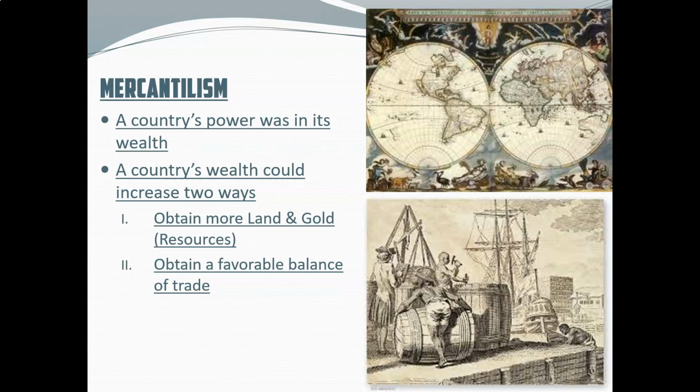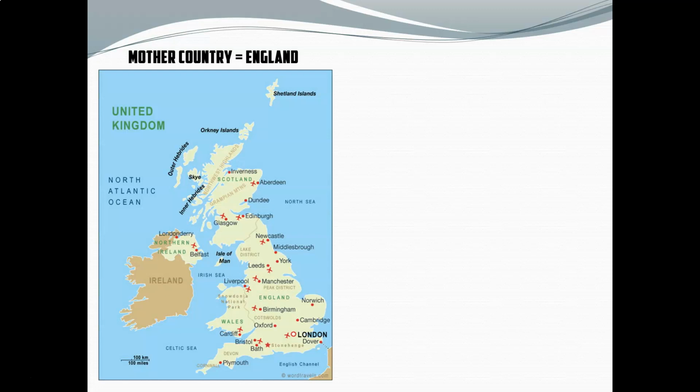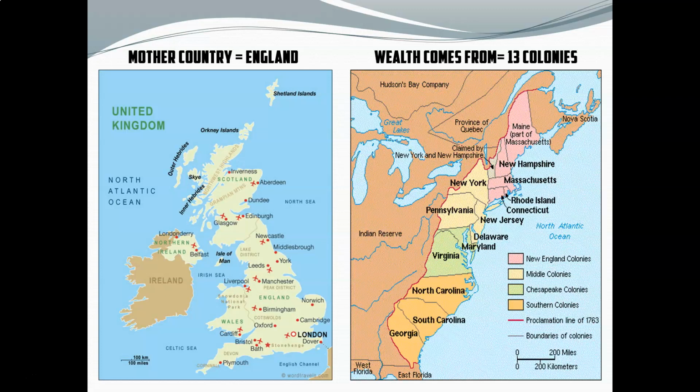If you're exporting things, it means that you have goods, you're manufacturing goods, and you're sending those things on their way. If you're importing those goods, it means that you're relying on another country or relying on someone else to keep your country functioning. Now, the mother country, as part of mercantilism, is England. All right, they are the ones that are getting all of these raw materials, and they are getting them from the New World. That's where all their wealth comes from.